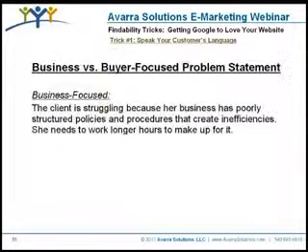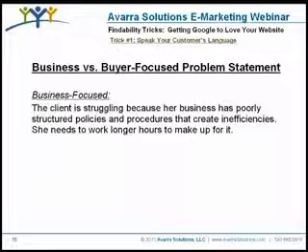So I want to give you an example. This is an example of how many business owners think in terms of the types of products and services that they offer. So if you are thinking from a business perspective, you might think of your client's problem like this. My client struggles because her business has poorly structured policies, procedures, this creates inefficiencies, and she needs to work longer hours to make up for it. So this is pretty general and makes sense that this would be a problem statement that a business owner who's solving this problem would use. So this is the business owner's language.